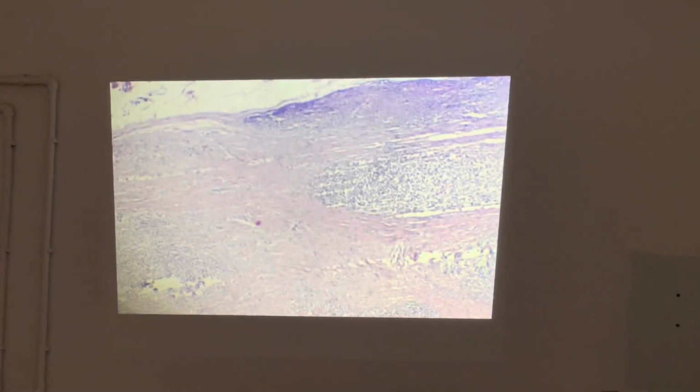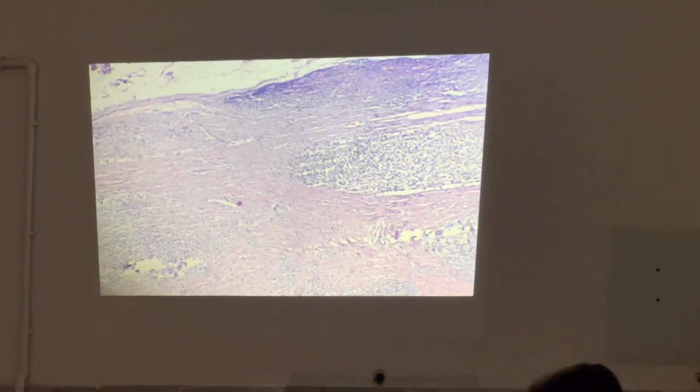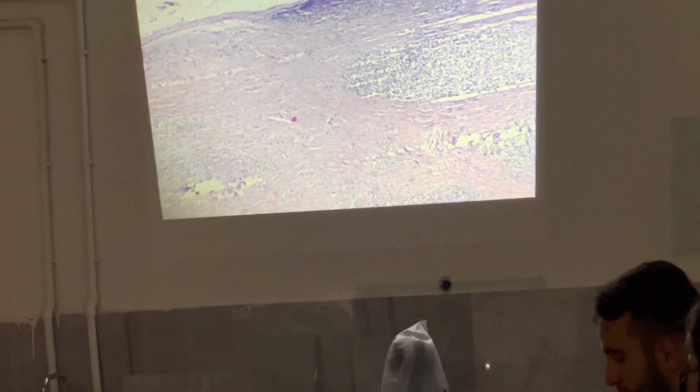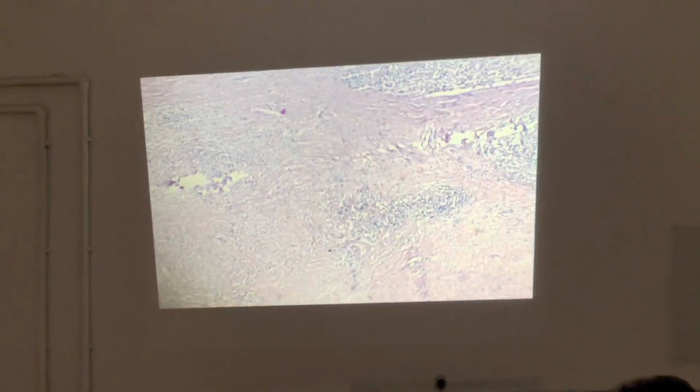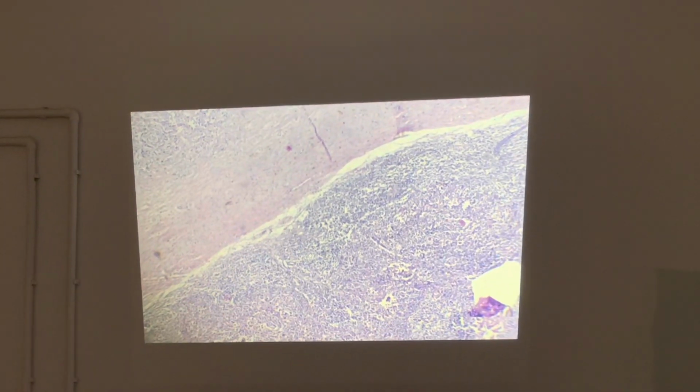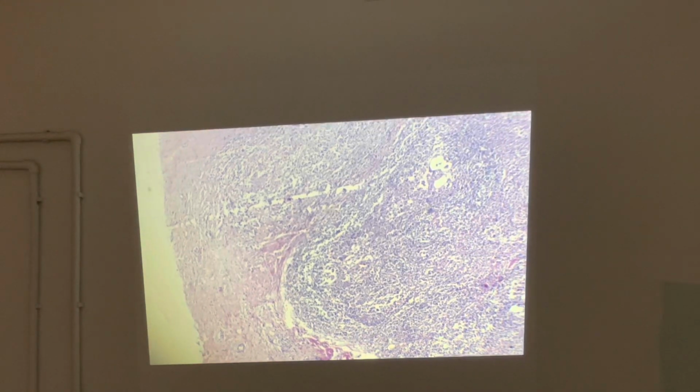Now, let's focus on this section. Let's scan the section. You should mention the organ. Is it a spleen, or a lymph node? Okay, that's to see. This is an organ. Can you recognize this section? Yes or no? What's happened?